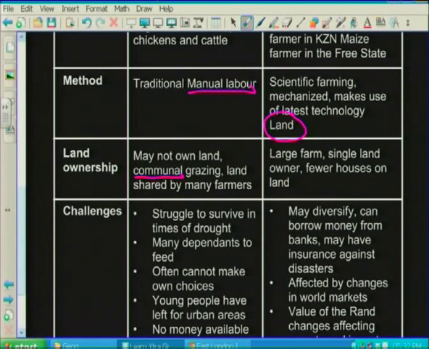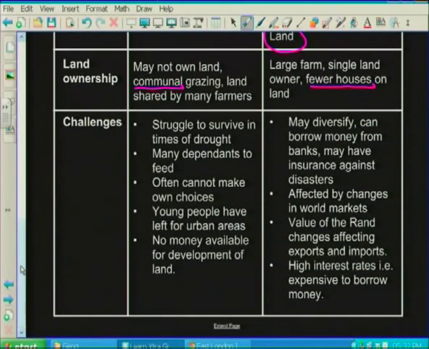They each get their little piece of land that they have to till or work on and harvest their crops. Whereas in a commercial context, we're looking at a larger farm, single landowner, and fewer houses on that piece of property or land, and they're farming on a large scale for their benefit financially, to make money out of it. It's a business.